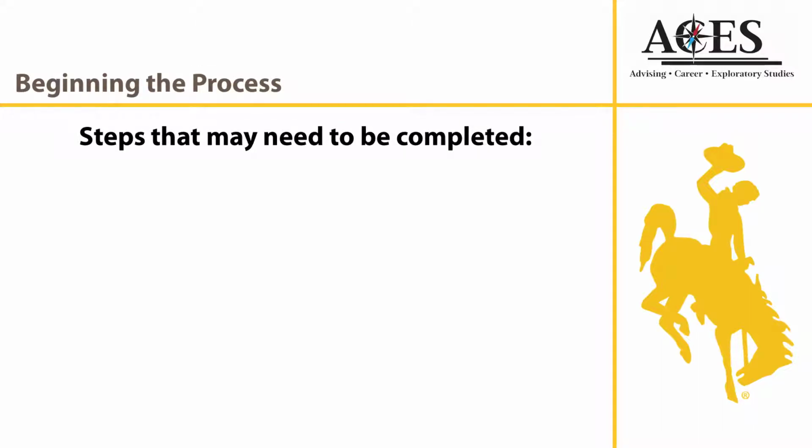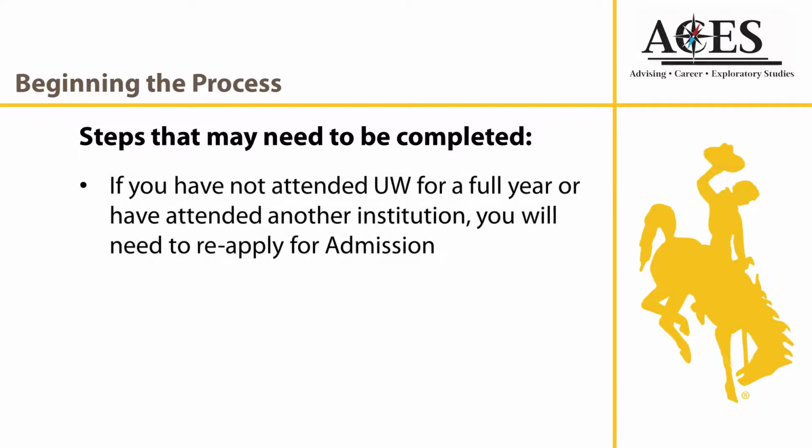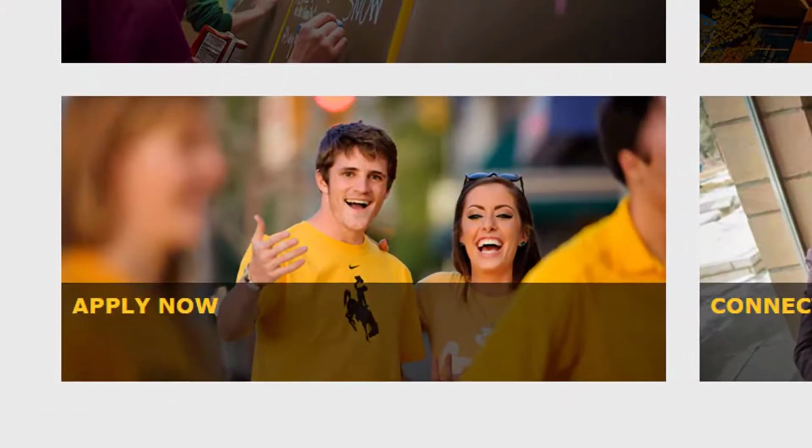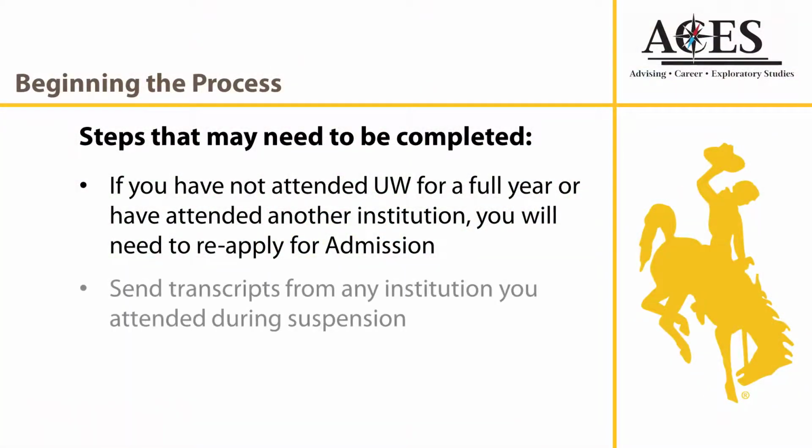Okay, now that you know which type of reinstatement you're petitioning for, let's start the process. The first three steps here will not apply to everyone. If you have not attended classes at UW for more than one calendar year, or have taken courses from another institution during your absence, you will need to reapply for admission. Go to the Office of Admissions website for details. If you have taken classes at any other institution during your suspension, you will need to send transcripts from those schools to the admissions office.